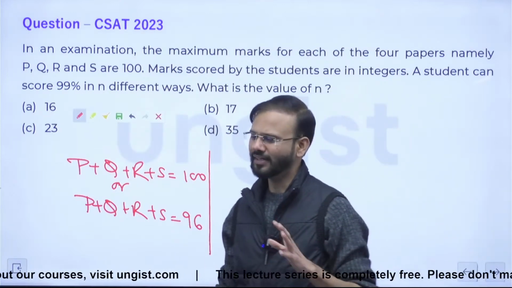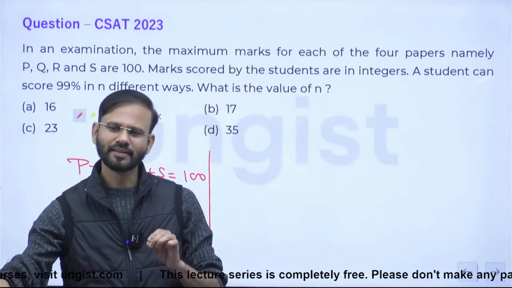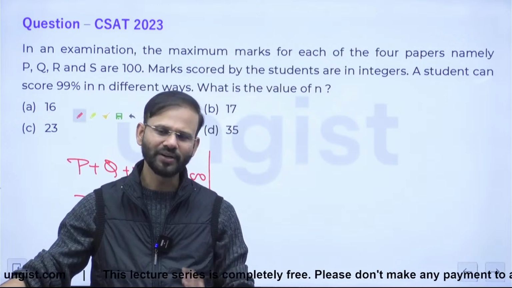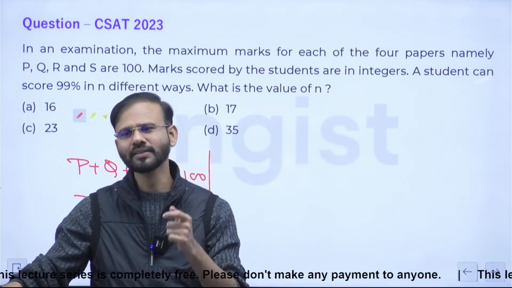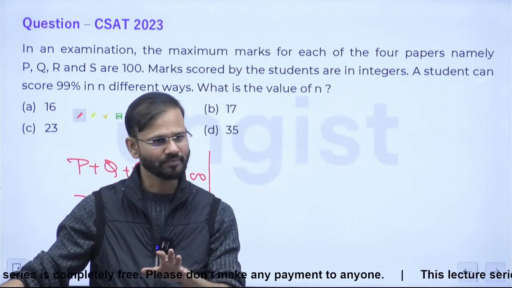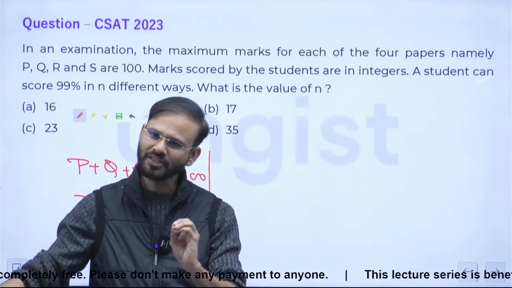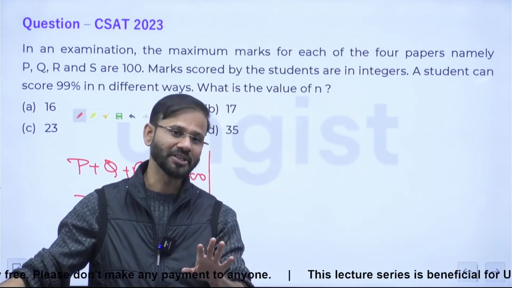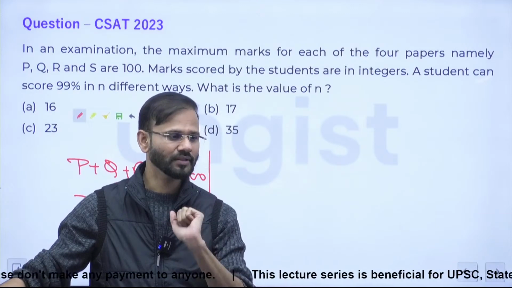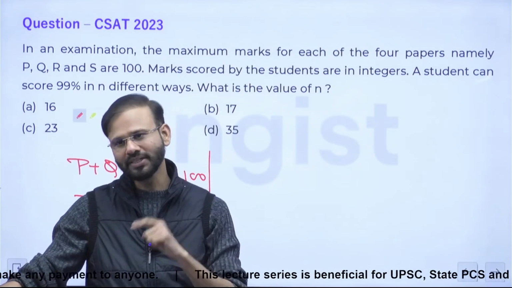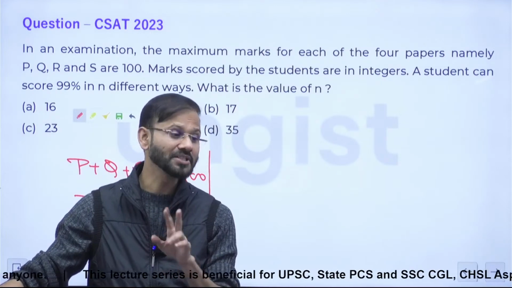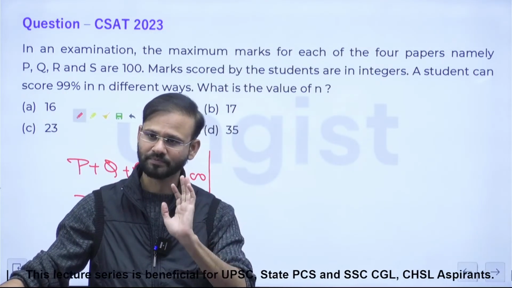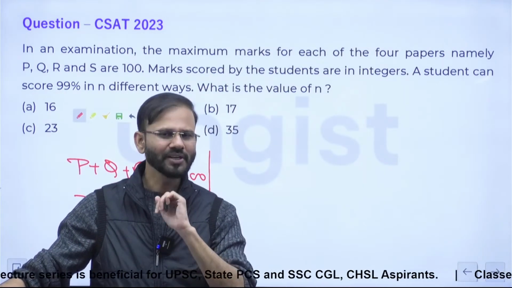See guys, there is a student sitting for an examination where there are 4 papers, P, Q, R, S, and maximum marks for each paper are 100. The final score of the student is 99% for that examination. So the question is, in how many ways can he score 99% marks in that examination? Just think on it, guys.